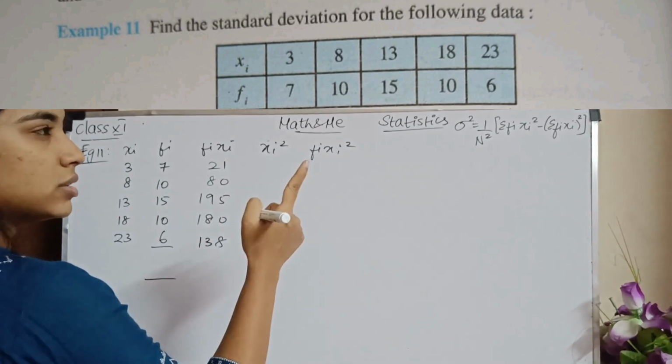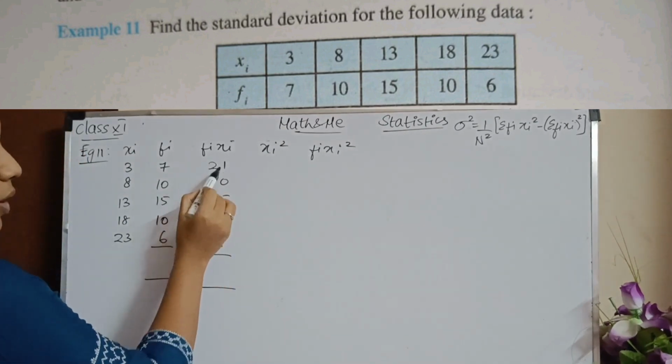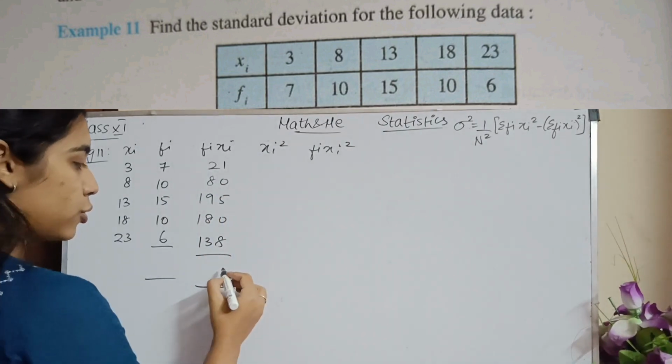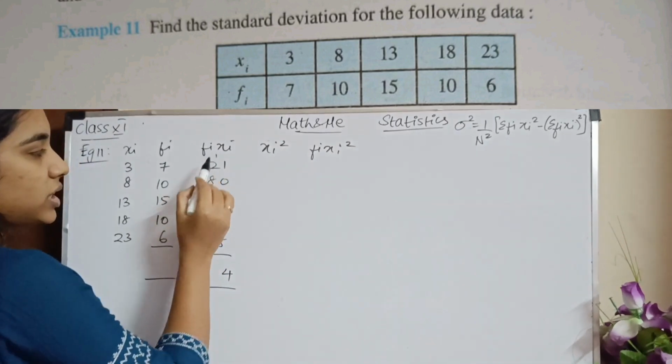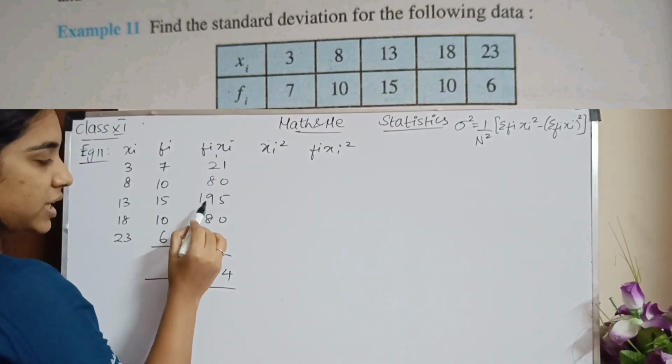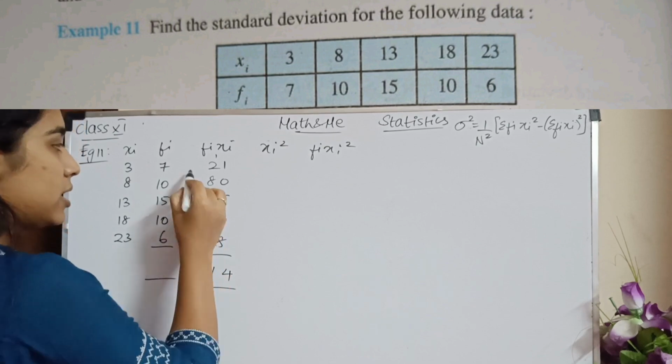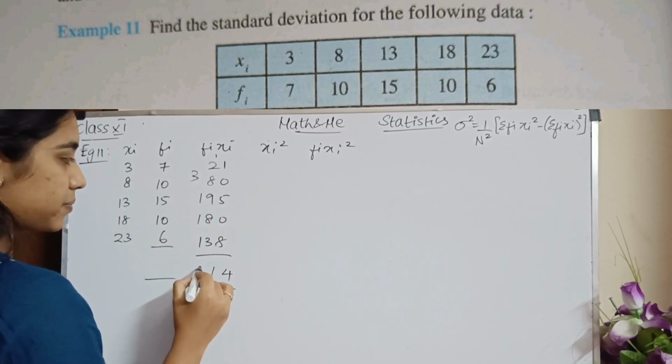Now we need to add this. Yes, we need sigma fi xi. So 1 plus 5 is 6. 6 plus 8, 14. 1 carry over. 2, 3. 3 plus 8 is 11. 11 plus 9, 20. 28, 29, 30, 31. 3 carry over. 3, 4, 5, 6.